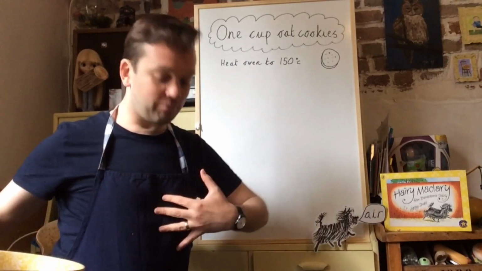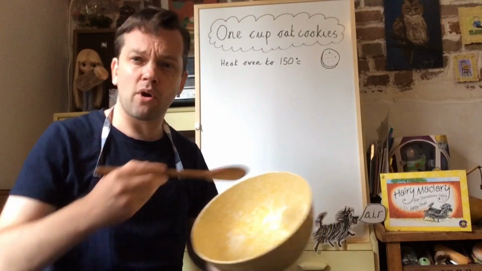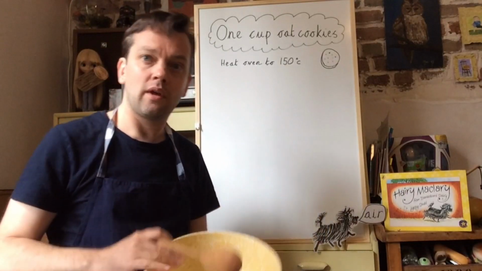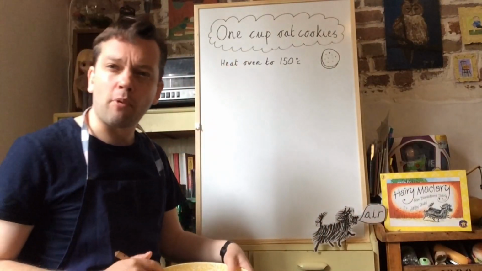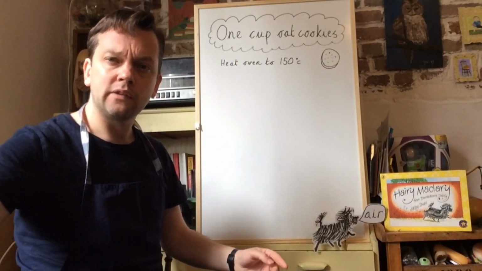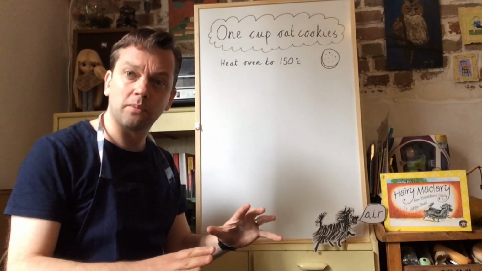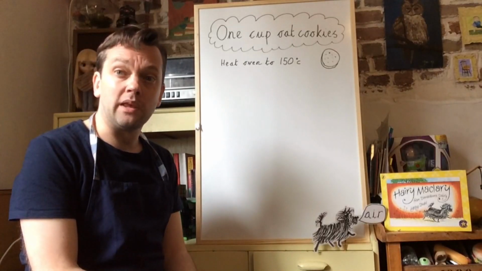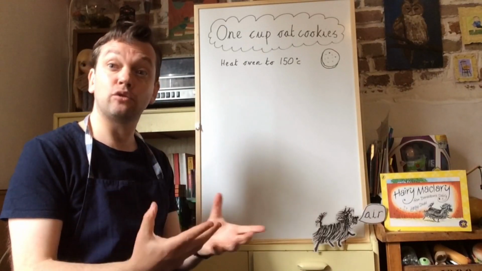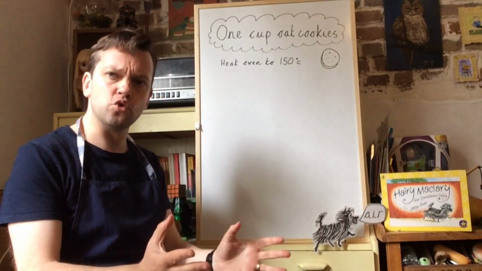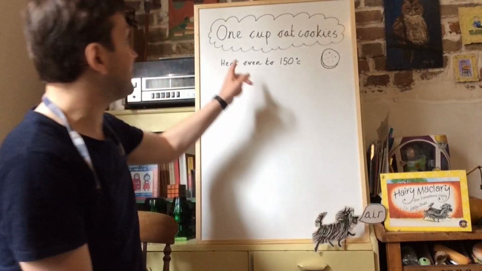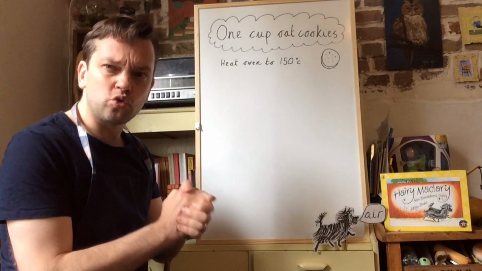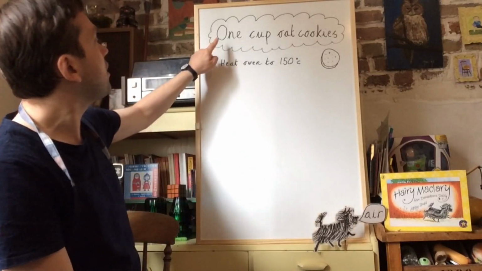I have got my apron on, I have got my mixing bowl and my wooden spoon, and up on the boards here I can see the start of a recipe. Now what is a recipe? A recipe is something that tells you how to make food, okay? So let's read this together and we will see what food we are making today.